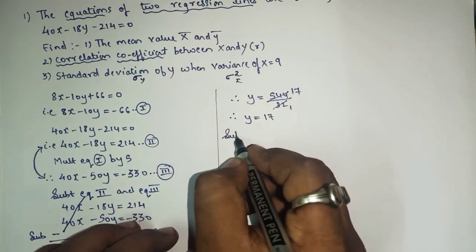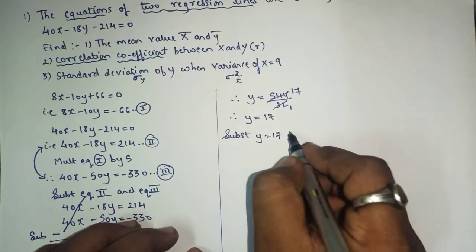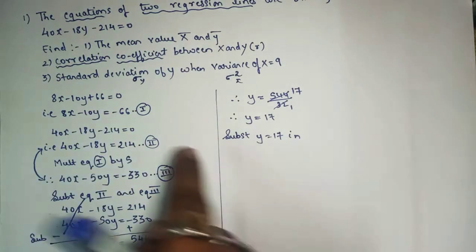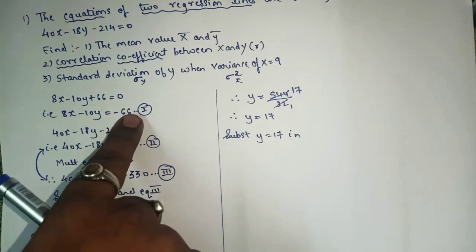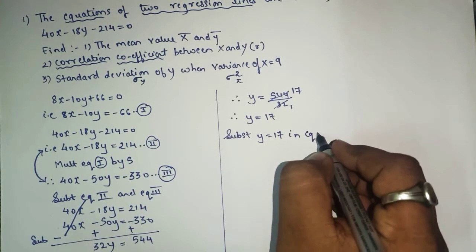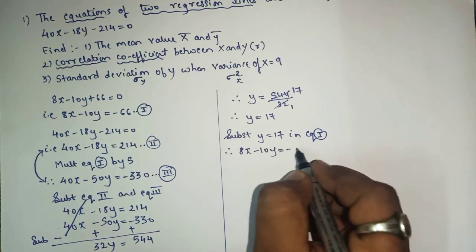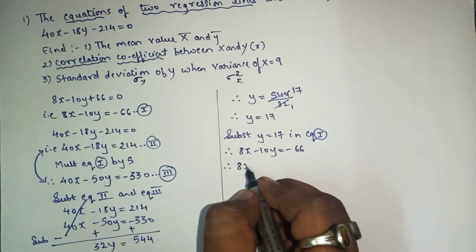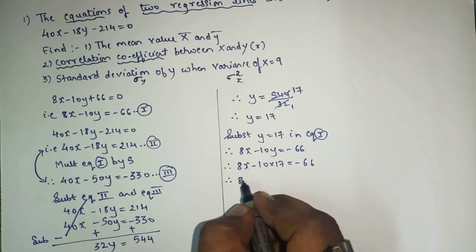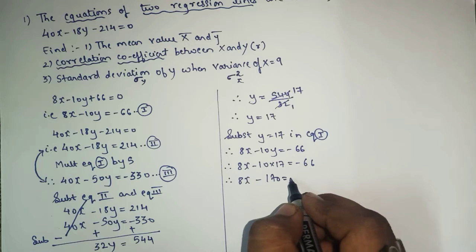In the next step, I will substitute the value of y equal to 17 in any one of the equations, either equation number 1, 2 or 3. I will substitute in equation number 1, as I feel equation number 1 is quite simpler than equations 2 and 3. So what is equation number 1? 8x minus 10y equals minus 66. So therefore 8x minus 10 into 17 equals minus 66. So 8x minus 170 equals minus 66.